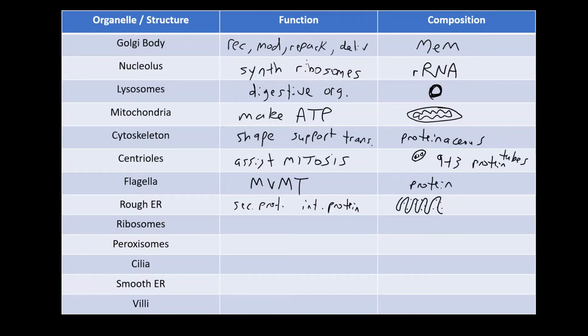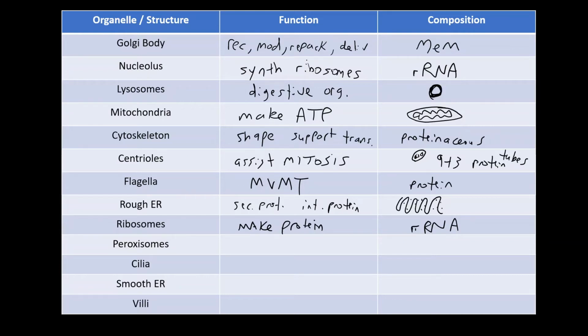Ribosomes, of course, functionally make protein. And we talked about this in several different places, but just recently we talked about translation events and how they're super important in translating RNA into a protein structure. Compositionally, we know that they're made of rRNA.